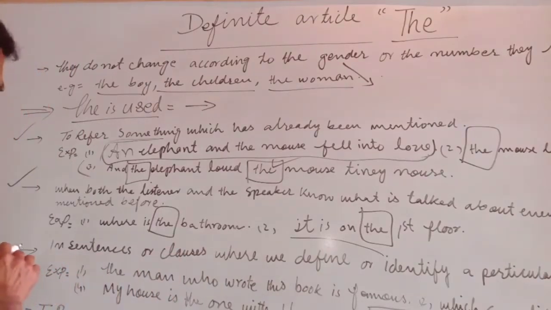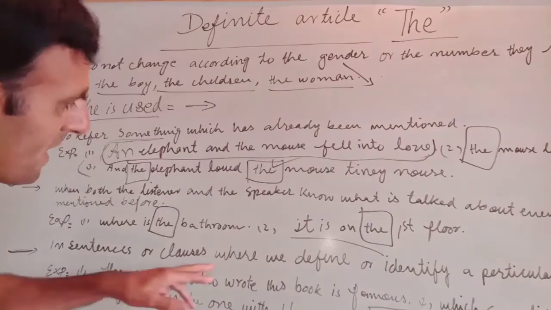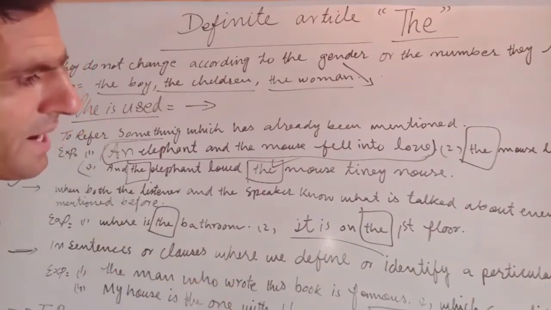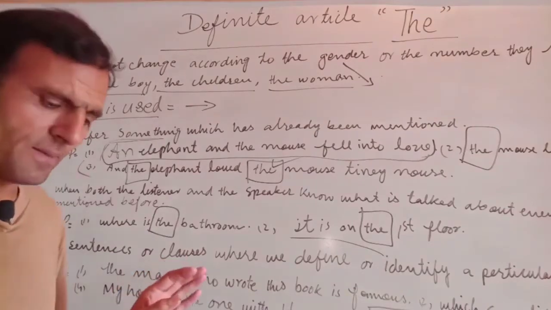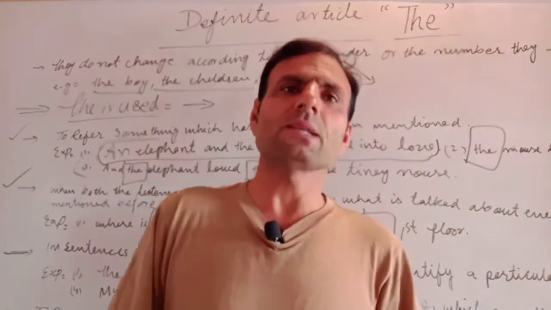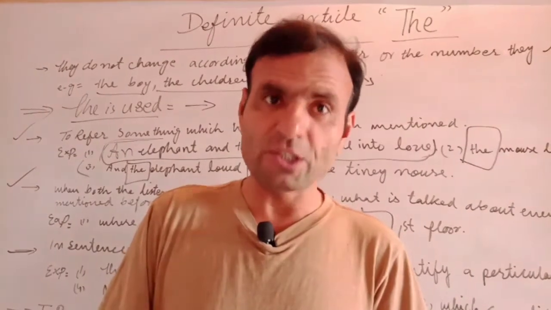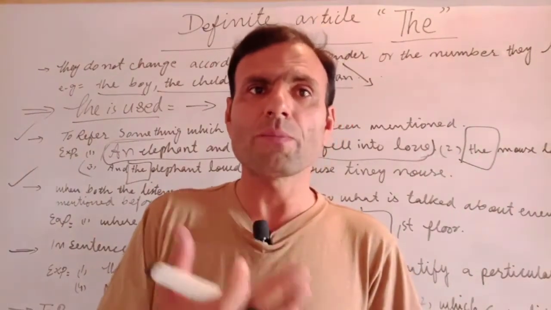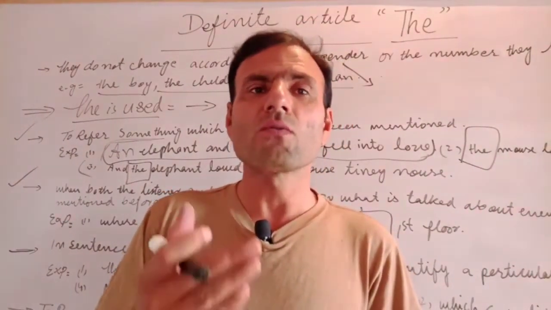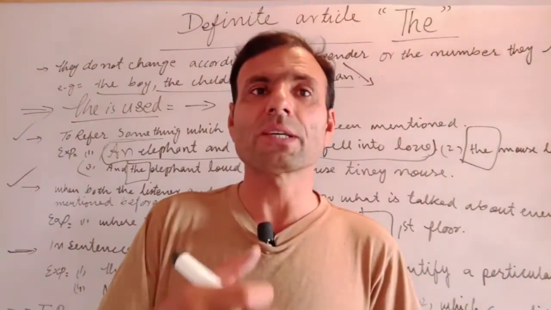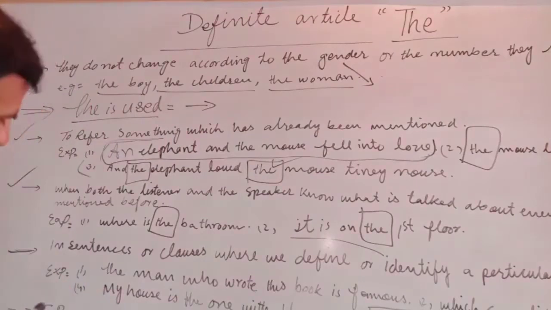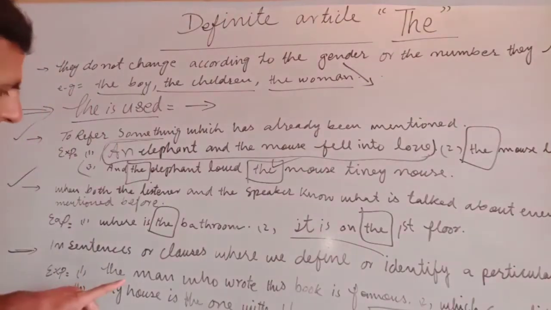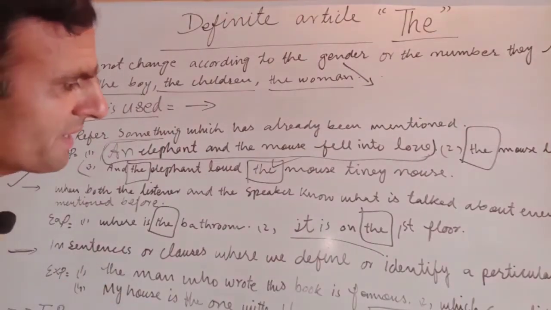Now, in number 3, in sentences or clauses where we define or identify a particular person or object, when there is a particular special object or a person in a sentence, we use the definite article the. Let's see the examples. There are some examples. The man who wrote this book is famous.